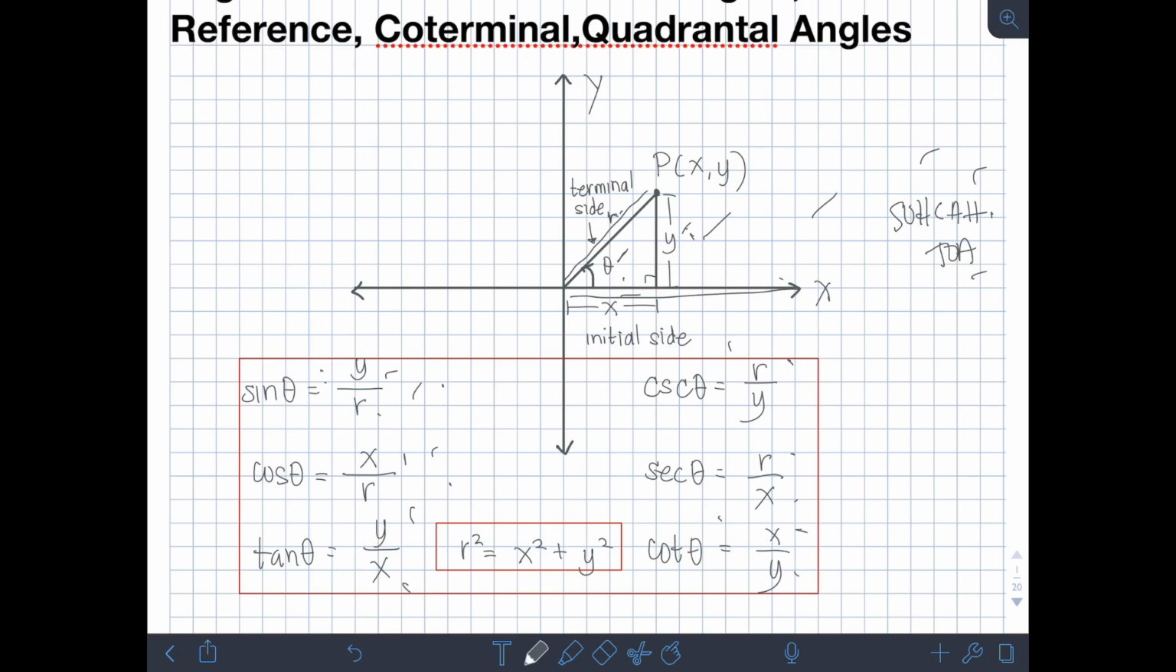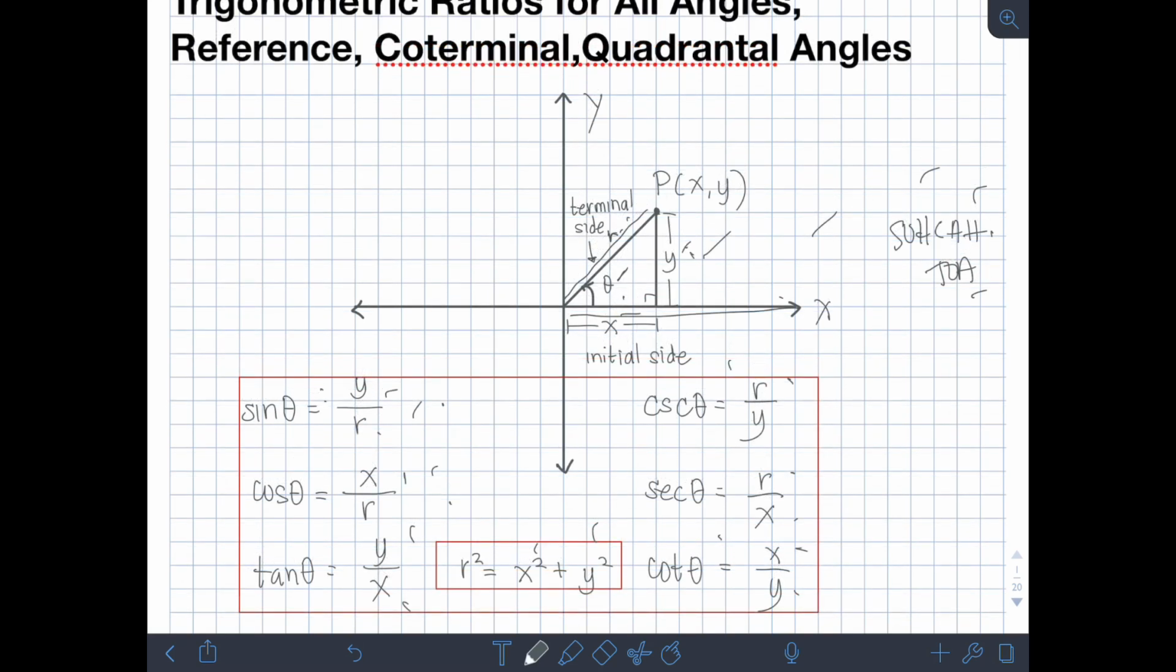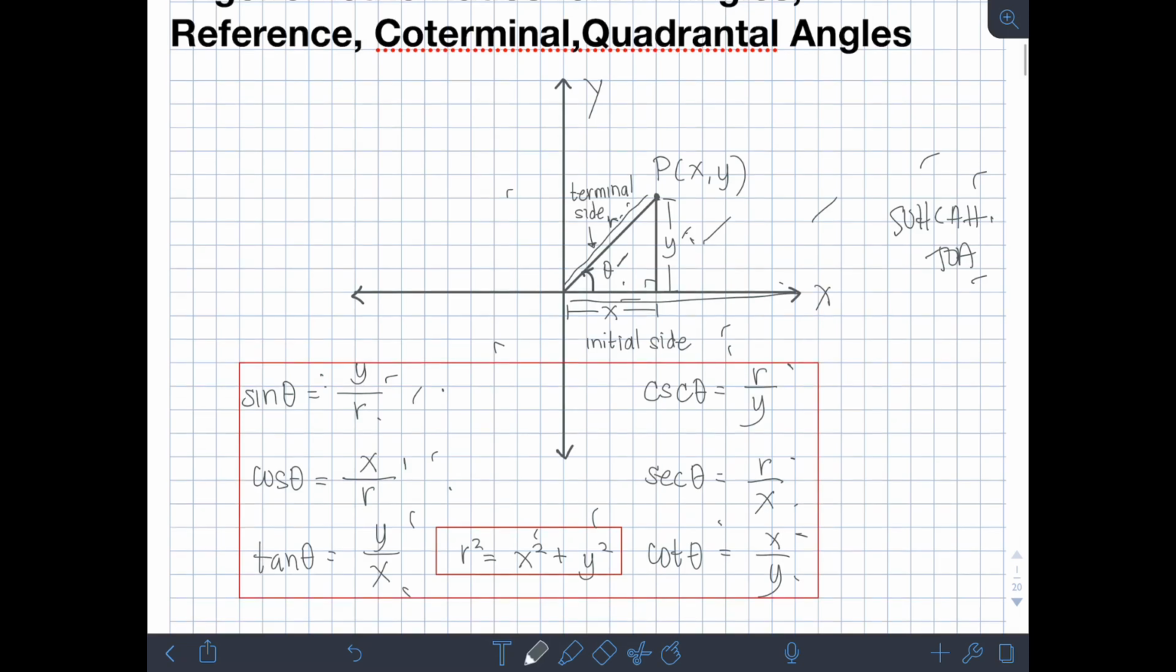And then, since nakabuo tayo ng right triangle, another important relationship ay itong Pythagorean theorem, which is yung r squared is equal to x squared plus y squared. So, sabi ko nga, acute angle lang to. Pwede rin tayong magkaroon ng theta other than acute angle. So, pwede tayong magkaroon ng theta dito sa second quadrant, third quadrant, at fourth quadrant.